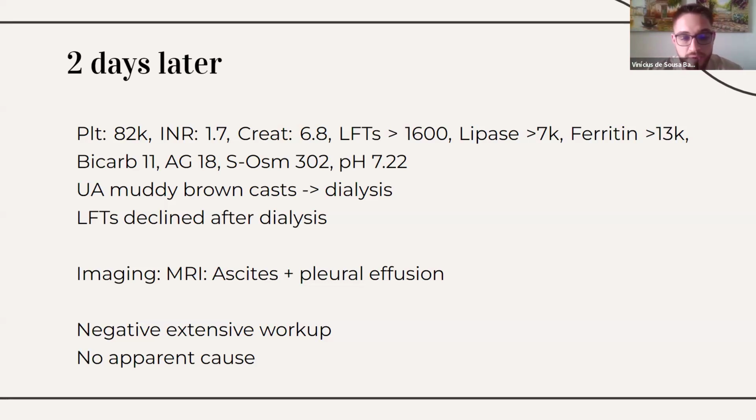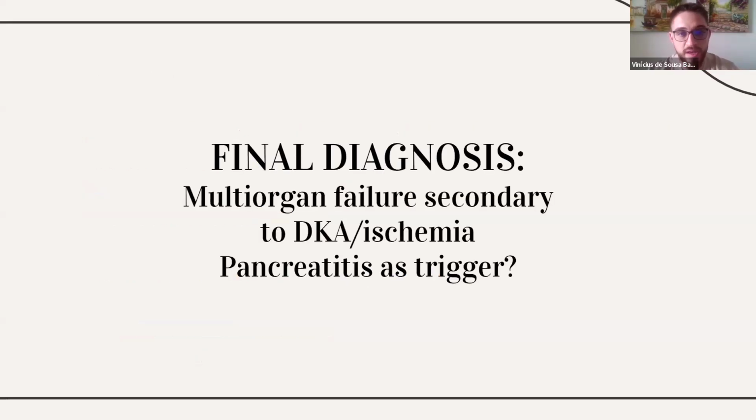The liver function test declined after dialysis, and the image of the patient reveals an ascites with perfusion. She was submitted to an extensive workup, autoimmune workup, infectious workup, and she didn't have any apparent cause at first glance. So with all that scenario in mind, we can conclude that the patient has a diabetic ketoacidosis that was maybe secondary to an ischemia or pancreatitis, and this is also related to a multi-organ failure.